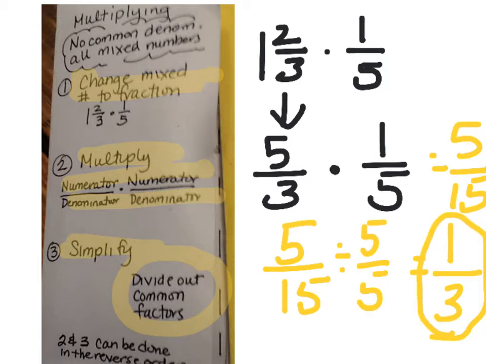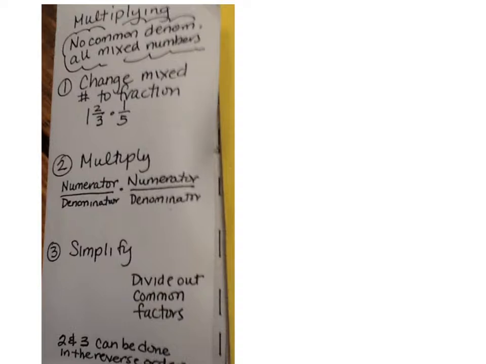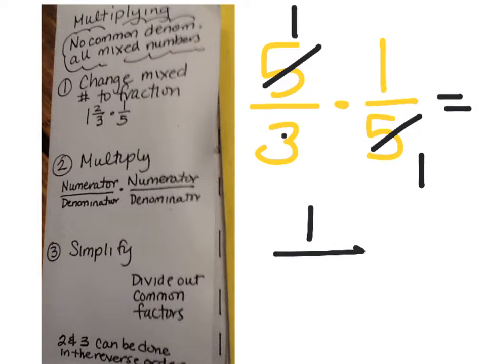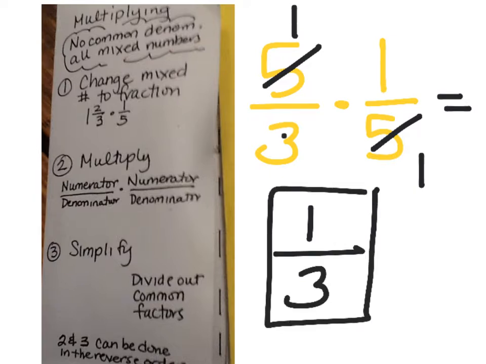Now, on the other hand, I like to do the simplifying first. So if I had 5/3 times 1/5, I'm going to divide out my common factors first. And 5 divided by 5 is 1. So all I have left to do is multiply 1 times 1 is 1, and 3 times 1 is 3. So I get the simplified version afterwards.